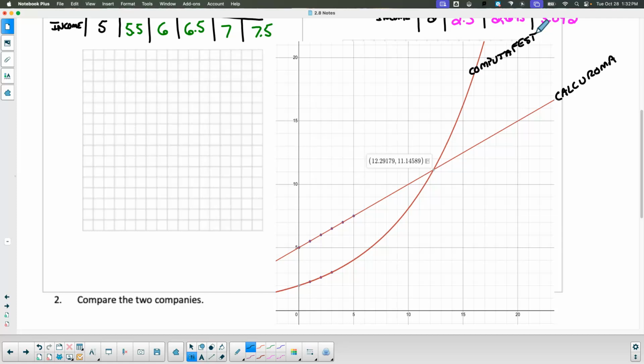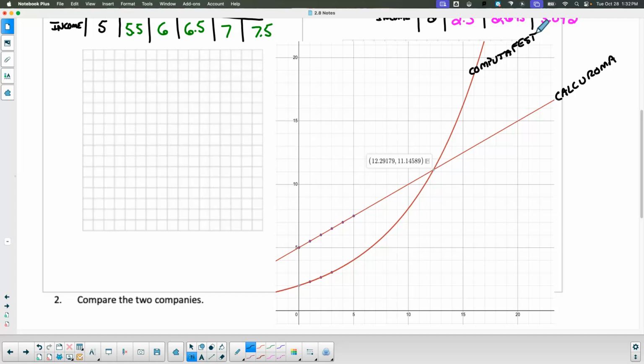Okay, all right. So let's talk about that for a little bit. What are you thinking about there? Yeah, one is linear. The arithmetic one is linear. The geometric one is not. Okay. So what does that mean? Calculorama is increasing at a constant rate and Computafest isn't. Okay. Anything else to add to that?